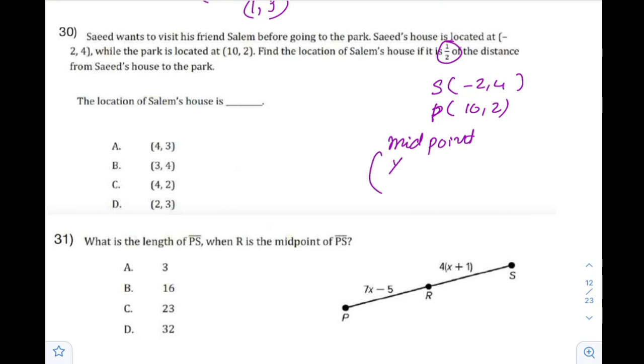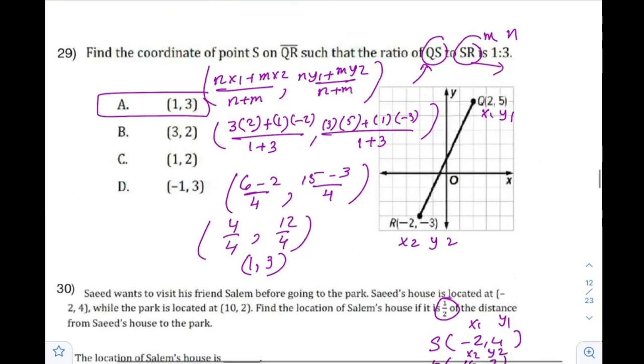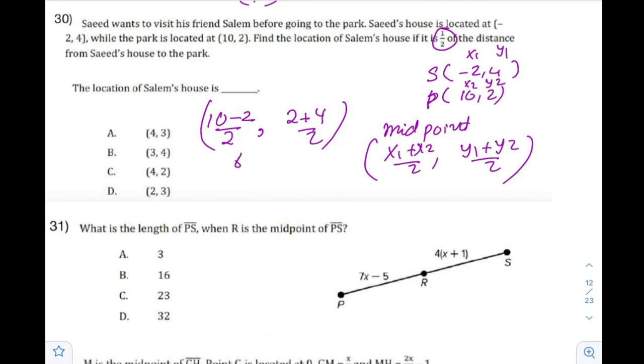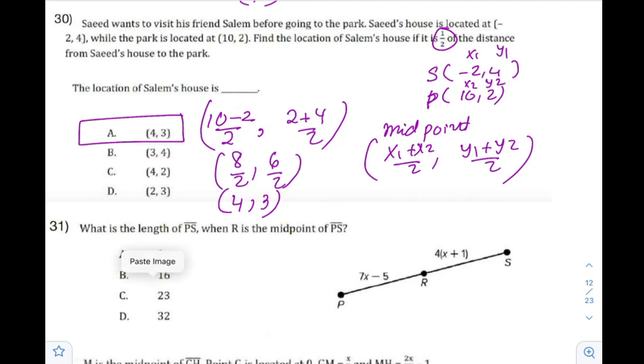Remember the midpoint formula, x1 plus x2 over 2, y1 plus y2 over 2. Any point can be x1, y1, any point x2, y2. It's different than the previous one, where order is very important. Remember, this one you have the choice. So add 10 plus minus 2 over 2, 2 plus 4 over 2, so 8 over 2, 6 over 2, which is 4 and 3, and here we go.